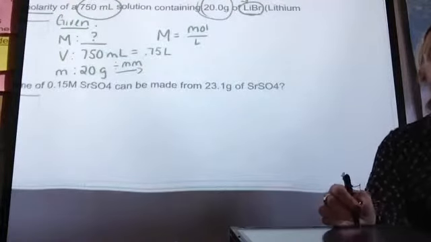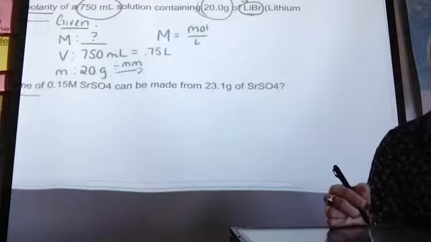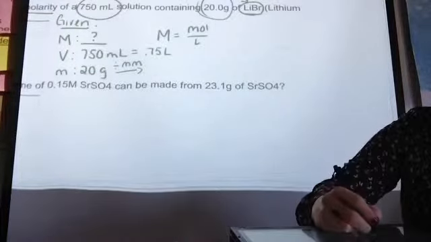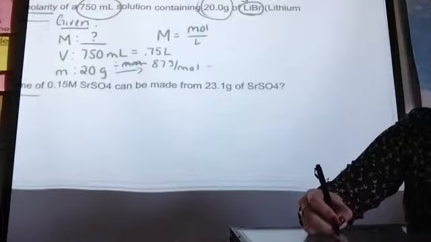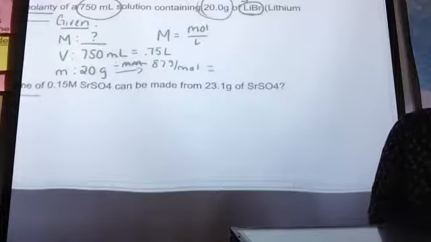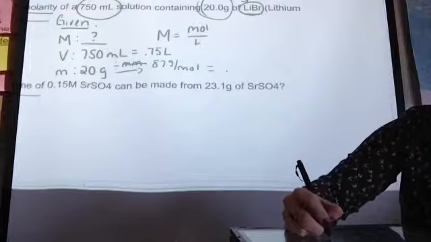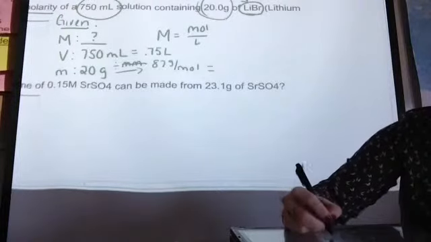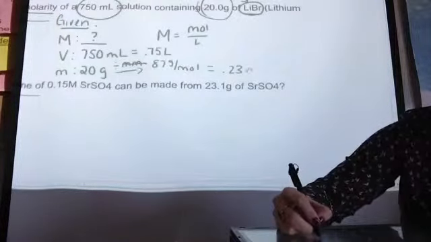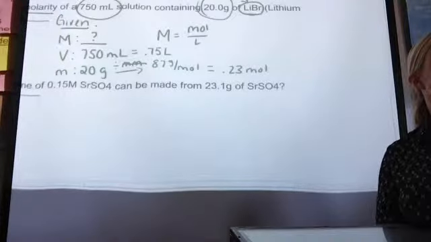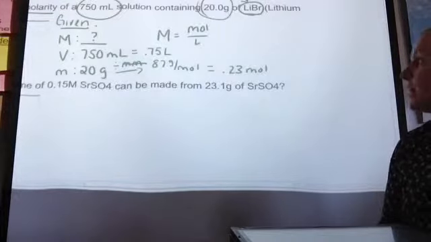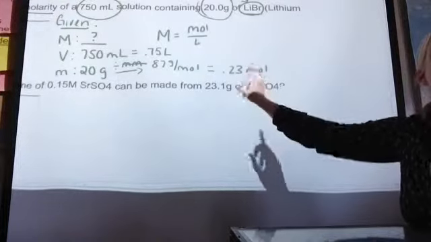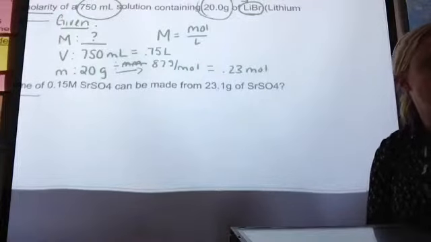To get from grams to moles, I have to divide by the molar mass. So instead of dividing by the molar mass, I'm dividing by 87 grams per mole. 20 divided by 87 is 0.23 moles. Now I have all of the givens in a unit that I can put into the equation. Correct?